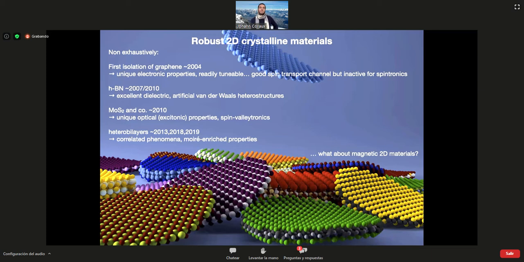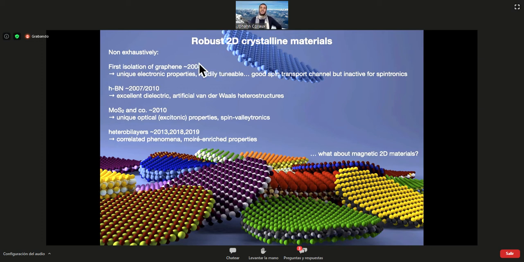Okay, so let me start. We've already heard talks about 2D materials and ferromagnetic 2D materials, but still I will try to say a few simple things about these 2D materials. I know it's very basic, almost caricatural, what I will say here, but still I will say it. Maybe not everybody is a specialist of 2D materials. So I put a few important dates on this slide.